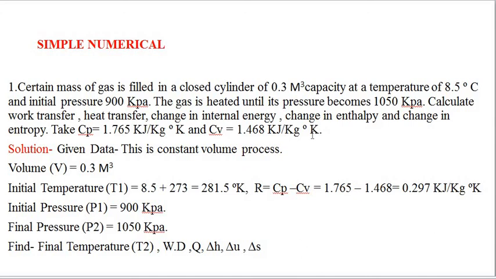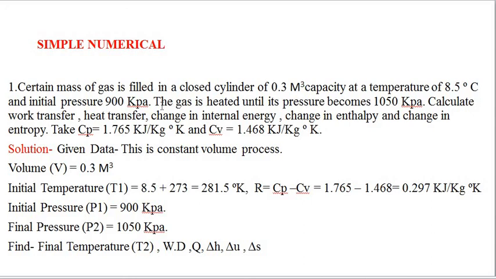Now in this problem, we are given the heat addition process in which we have a closed cylinder, with the volume of the cylinder 0.3 meter cube capacity, the initial temperature of the gas 8.5 degrees Celsius and initial pressure 900 kilopascal. Now the gas is heated until its pressure is increased to 1050 kilopascal. Now we want to calculate the work transfer, heat transfer, change in internal energy, change in enthalpy and change in entropy for the system.